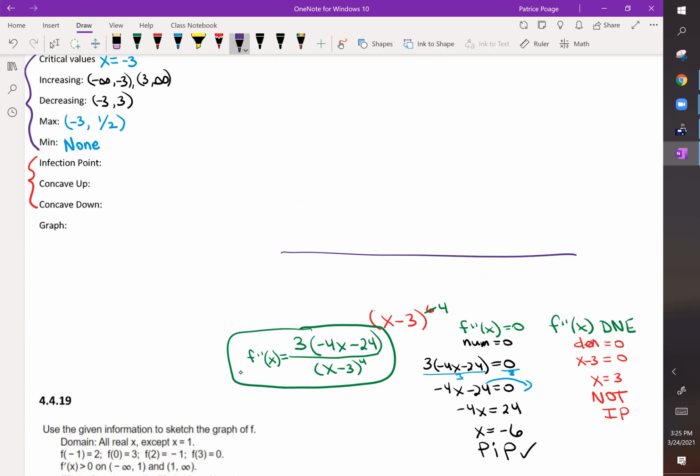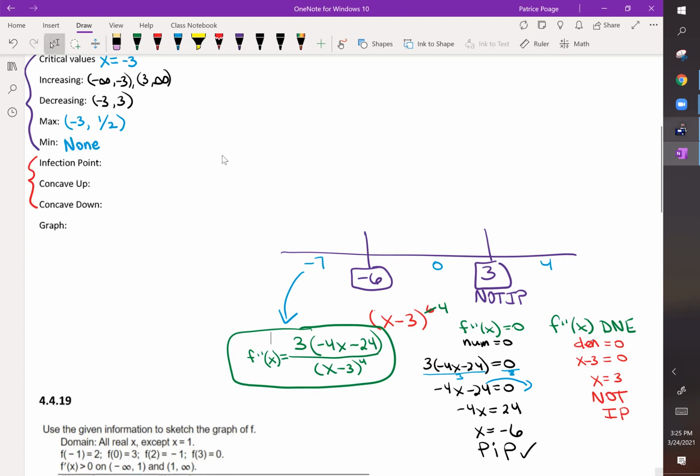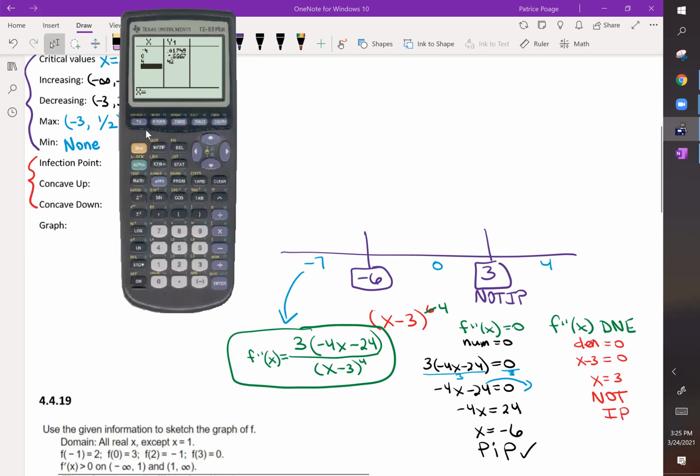Okay, thank you. All right, so I'm going to make my number line here. And we have -6, which is a possible inflection point. And we have 3, which underneath I'm going to write not an inflection point. Then picking numbers to the left and right of each, I'll pick -7, 0, 4. And I want to test all of these in the second derivative. The only thing I care about in the second derivative is whether it's positive or negative. So I'll go to y equals and I'll type in my second derivative.